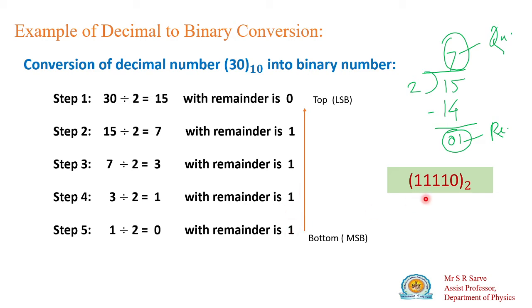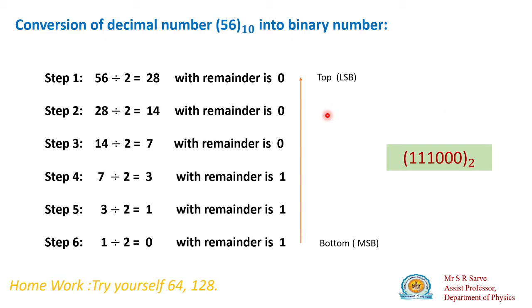So what is the binary number? 1 1 1 1 0. So 11110 is the binary number corresponding to the decimal number 30. अगर 30 को अपन बाइनरी में कन्वर्ट करते हैं तो क्या आएगा? 11110, 4 times 1 and 0. और कैसे लिखना है नंबर? While writing the number from bottom to top. Okay, so this is about your conversion from decimal number to binary number. We'll take one example also.